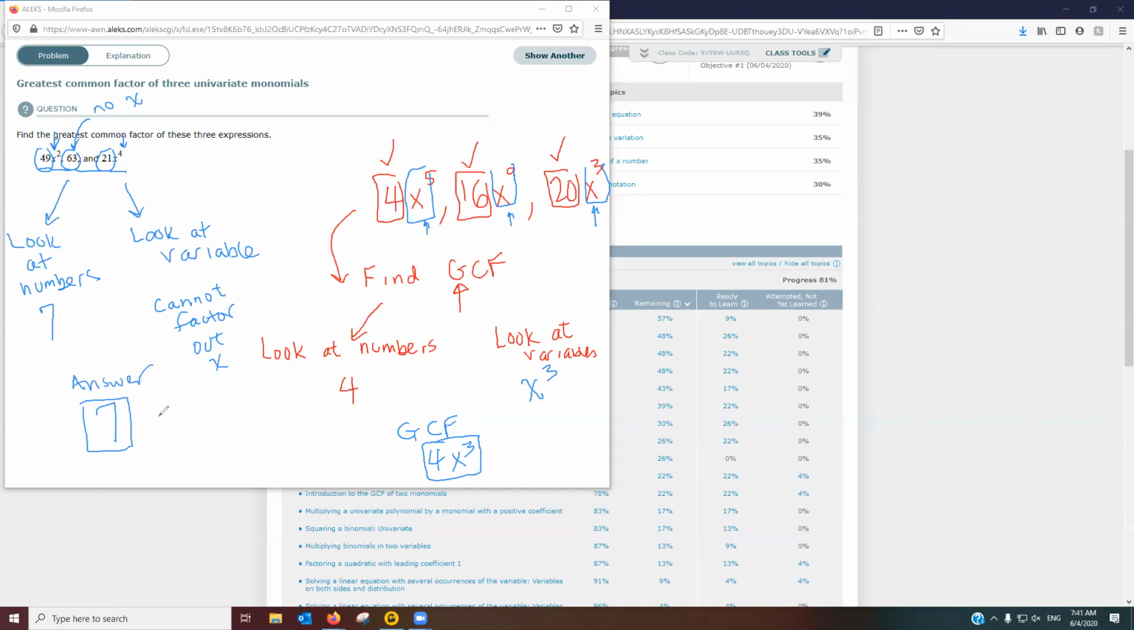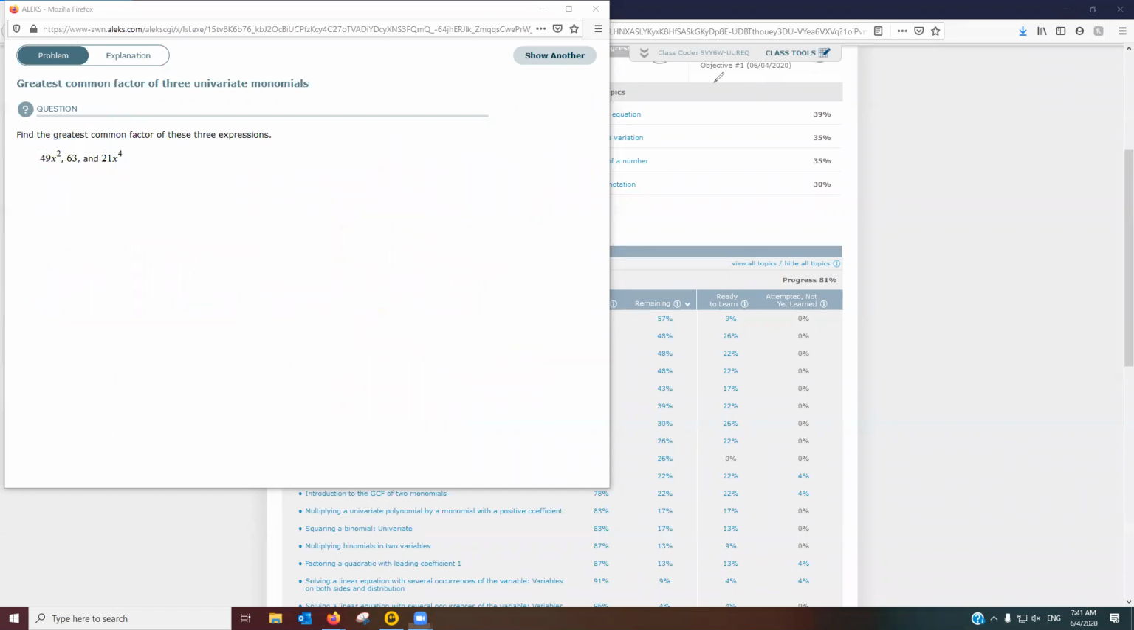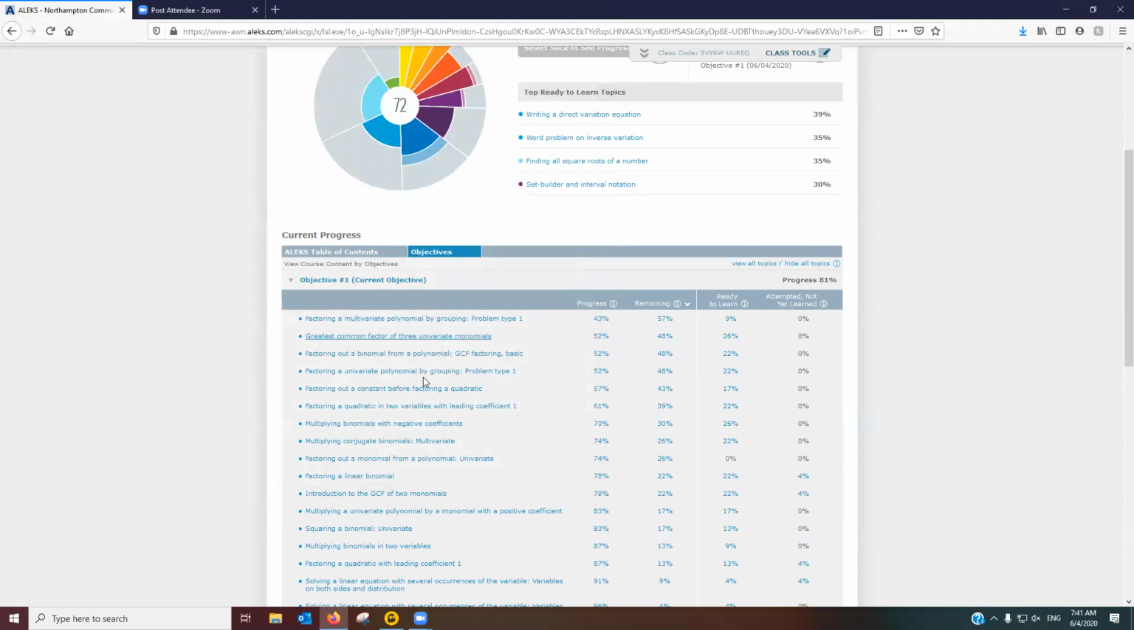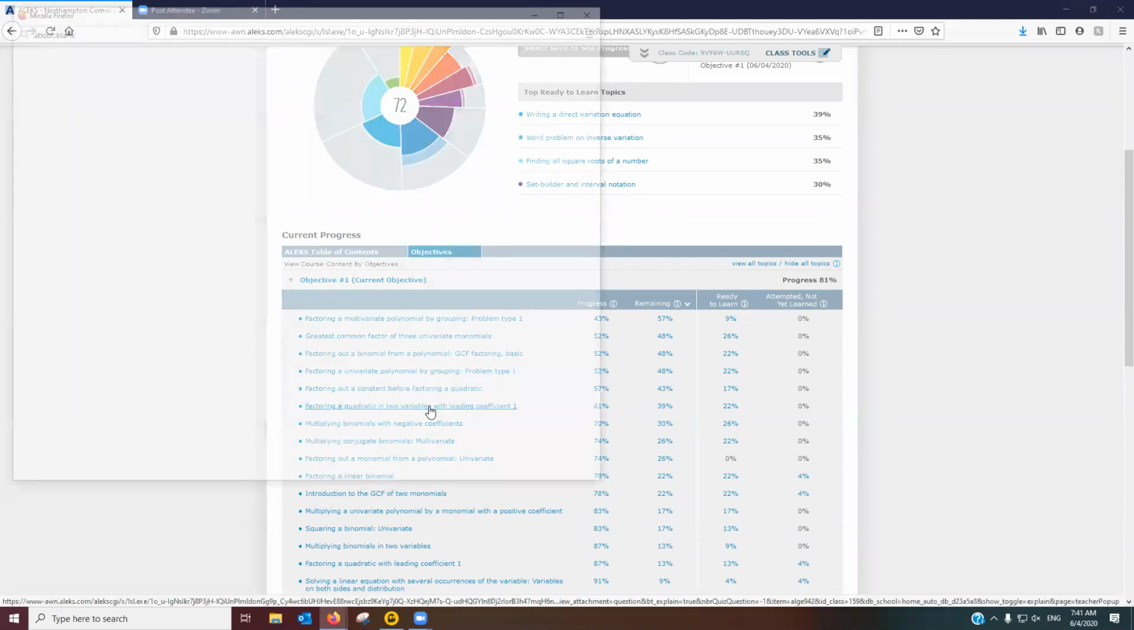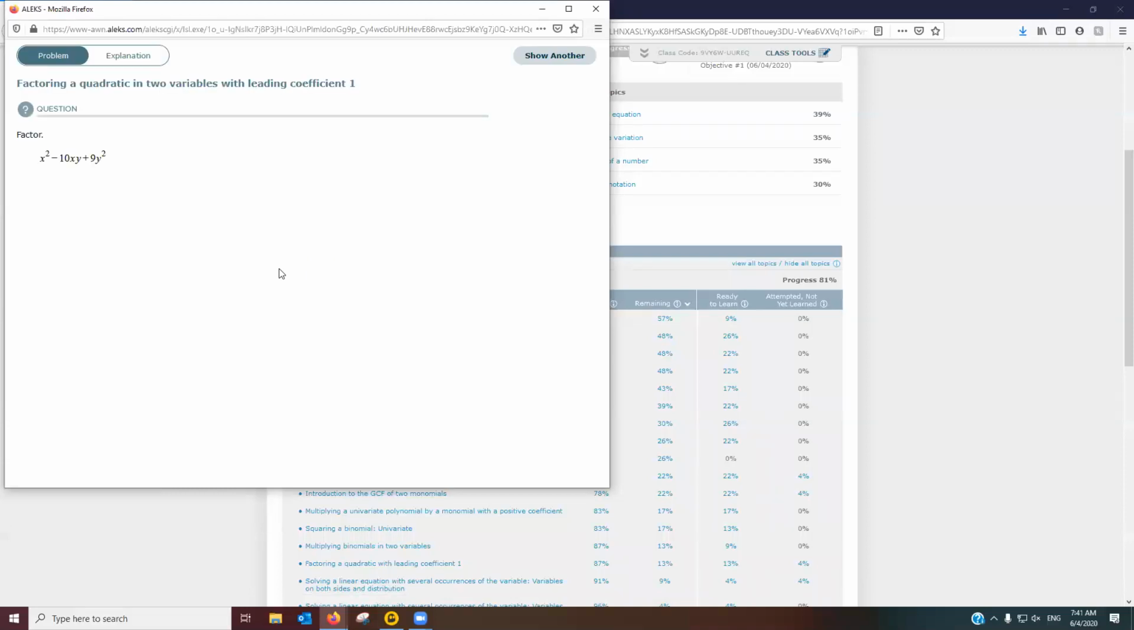Okay, so this is factoring, this is identifying what is a greatest common factor. All right, let me do one or two more examples. Let's take a look at this one. This one's a little tricky.